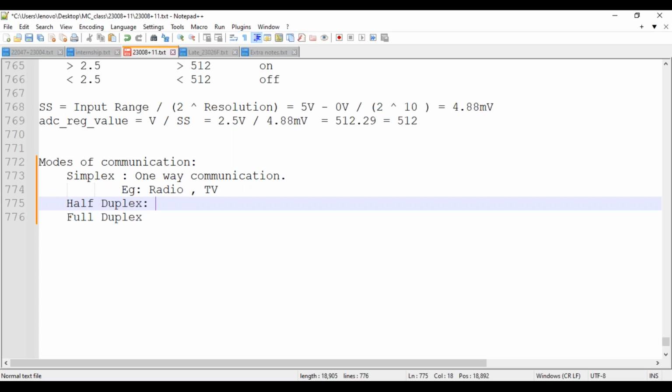Now what is half duplex? What is half duplex?